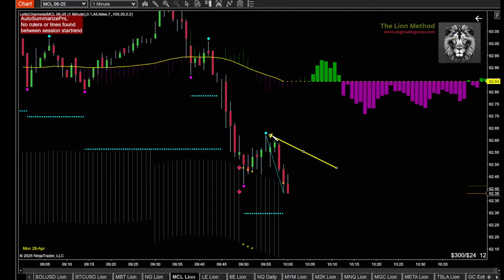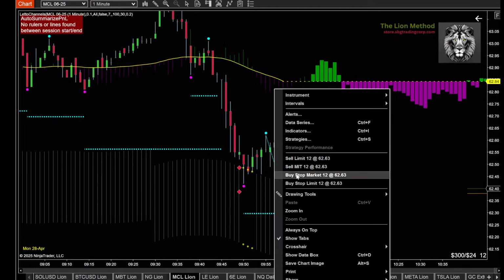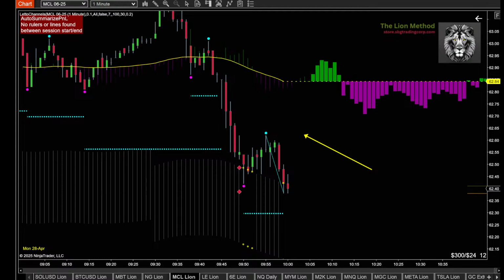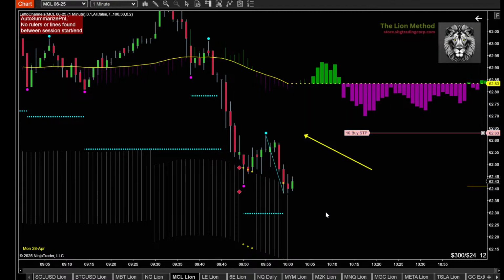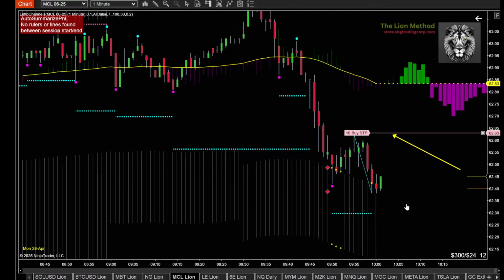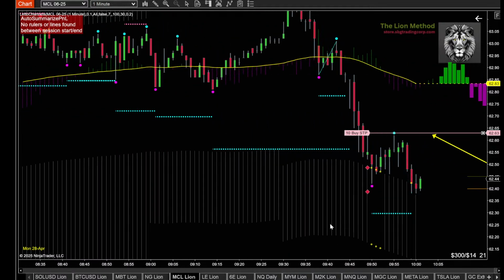All right, so this is our crude oil buy level. So let's go ahead and, what's our risk here? It'll be 12 to get $300. Buy stop market 12. Oh, I can't do 12. Okay, buy stop market. I'll just do 10. All right, so we got a buy order in crude, micro crude. Got to change that limit.